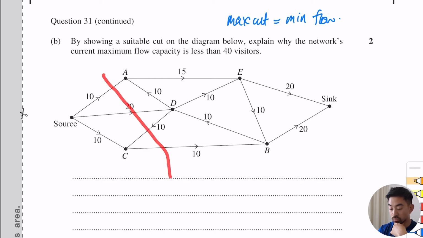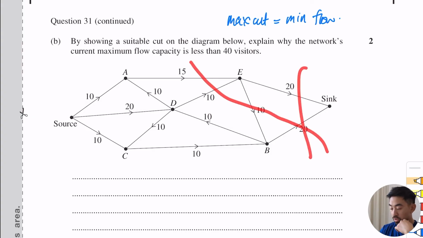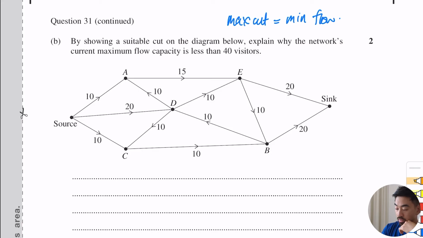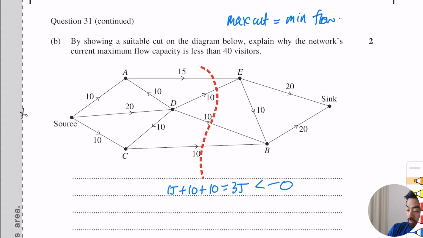We just found that's 40. What's this one? 15, 25, don't count that one. 10, that's 35. So I think that's our answer there because these won't work. Okay, so our cut is going to be here because that will be invalid, that 10. So 15 plus 10 is 25 plus 10 is 35. So 15 plus 10 plus 10 is 35, which is less than 40.